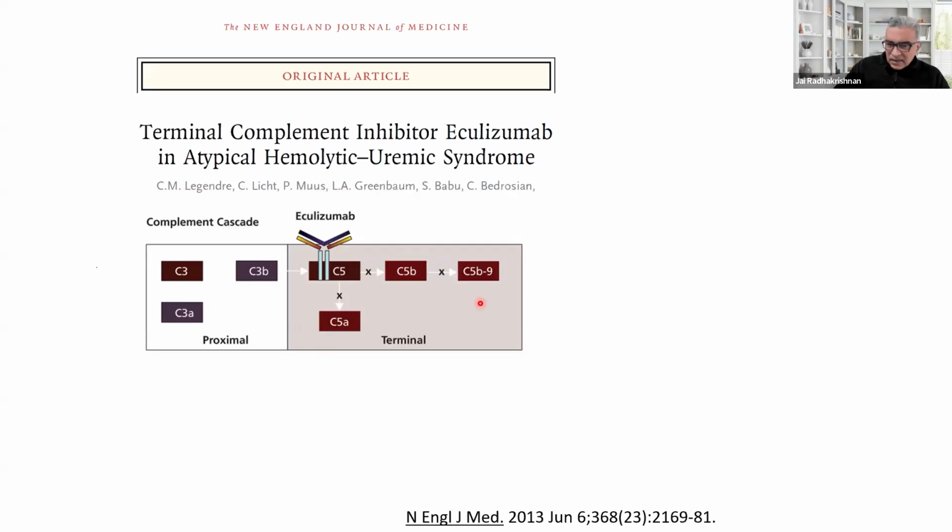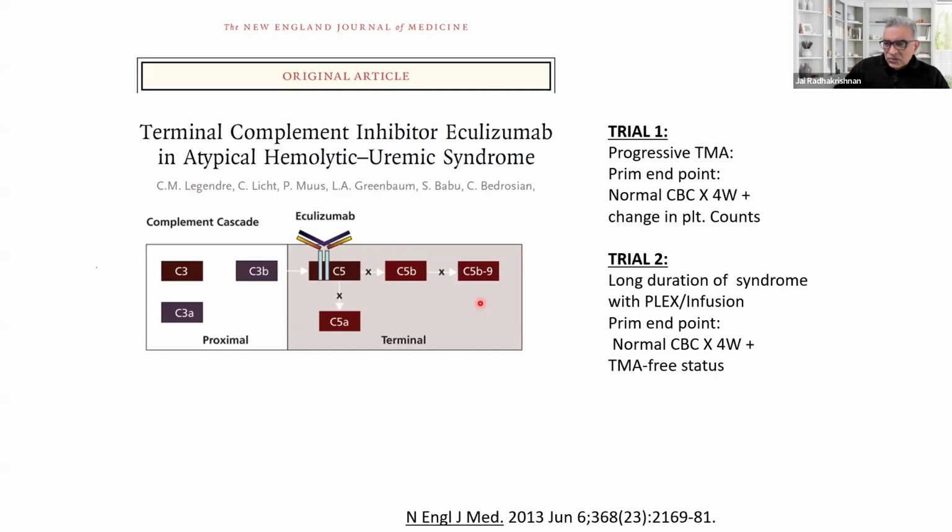So this was an uncontrolled study. All patients received the drug. And there were two trials, trial 1 and trial 2. Trial 1 was progressive TMA, where the endpoint was normalizing the CBC for 4 weeks and the change in platelet counts. Trial 2 were people who are on long-term Plex and plasma infusion. And again, the same normalization of CBC was the primary endpoint, but here you needed a TMA-free status as well.